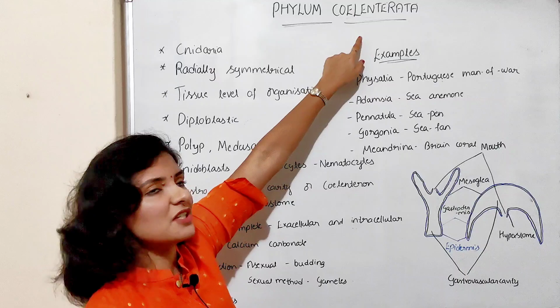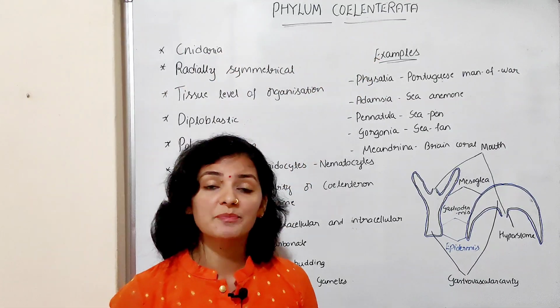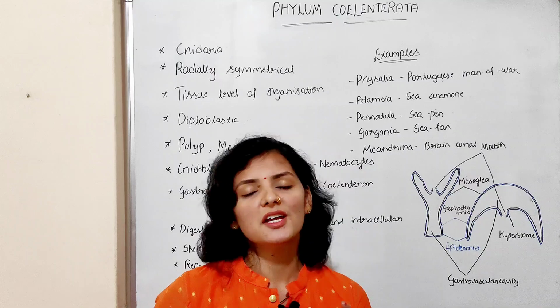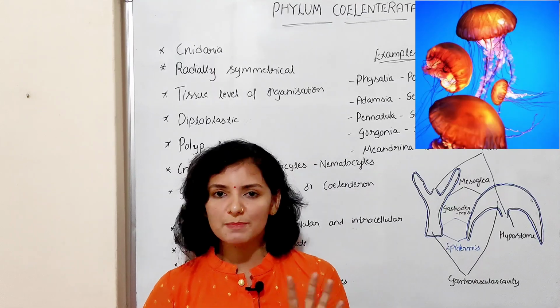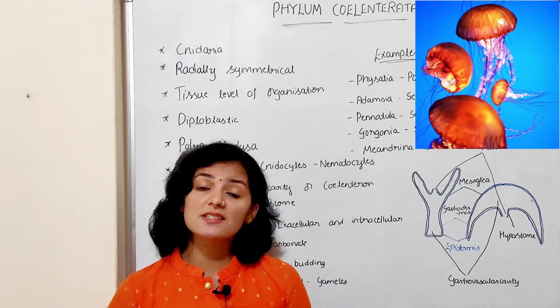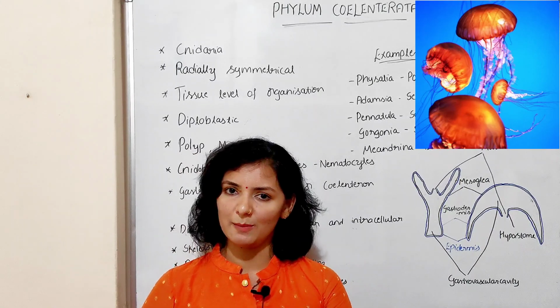Subjects of phylum Coelenterata. Phylum Coelenterata is also called phylum Cnidaria. Where are these organisms present? These organisms are exclusively aquatic in nature. Aquatic means present in water. Most species are present in marine water and a few species are even present in the freshwater habitat.